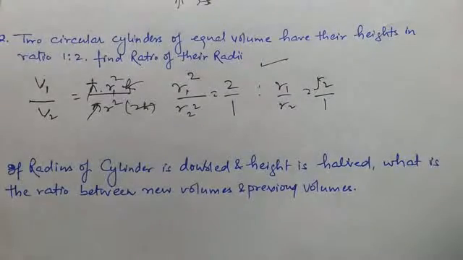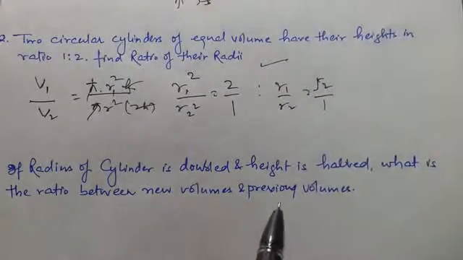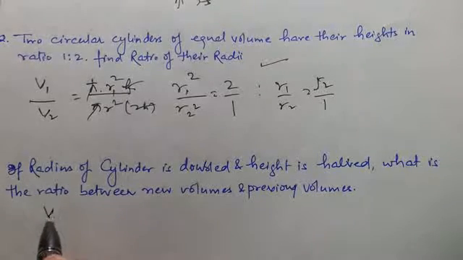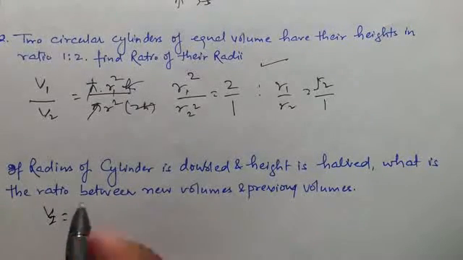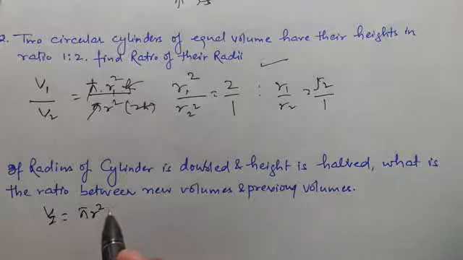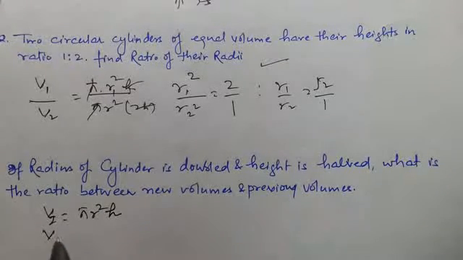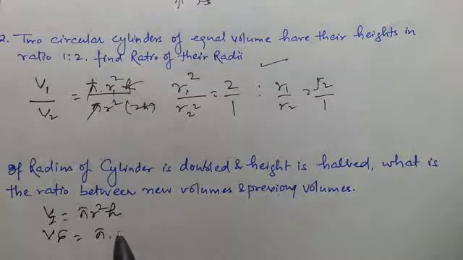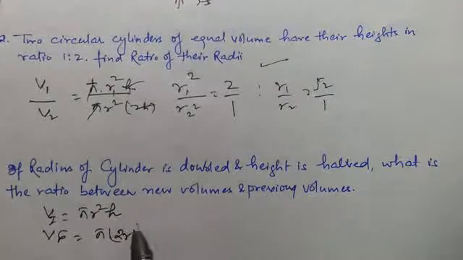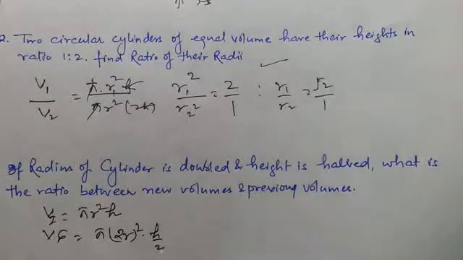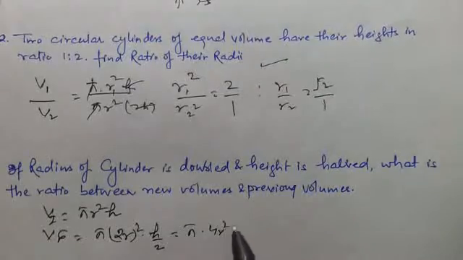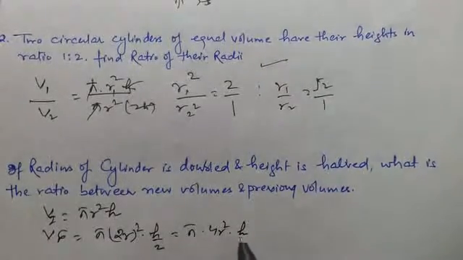The radius of a cylinder is doubled and height is halved. What is the ratio between new volume and previous volume? So let us take the initial volume. Initial volume is equal to pi into r square into h. Now let us take the final volume. It is equal to pi into, radius is doubled, so radius becomes 2r, so it becomes 2r square, and height is halved, so it becomes pi into 4r square into h by 2.